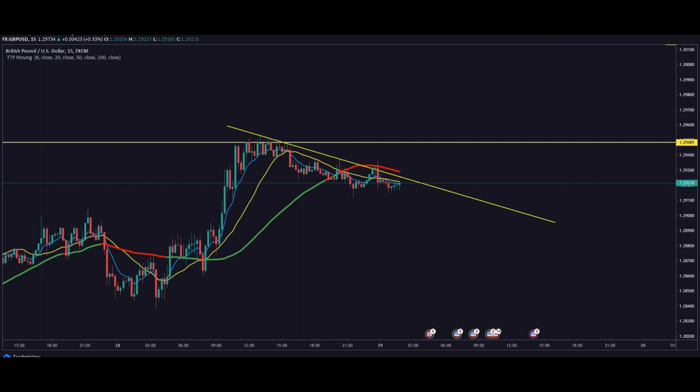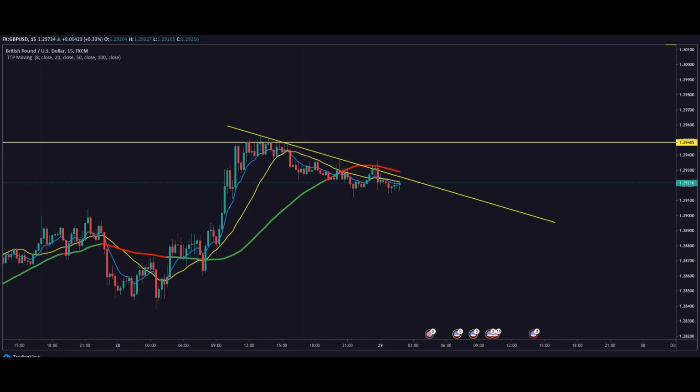If it rejects the 50 again and then continues to come down, then perhaps we have a rejection of the 50, and we can take a sell. But in this case, GBP USD has been bullish, so we're trying to follow the trend, and we're hoping we can catch a breakout to the top and an early entry by watching the trend line.